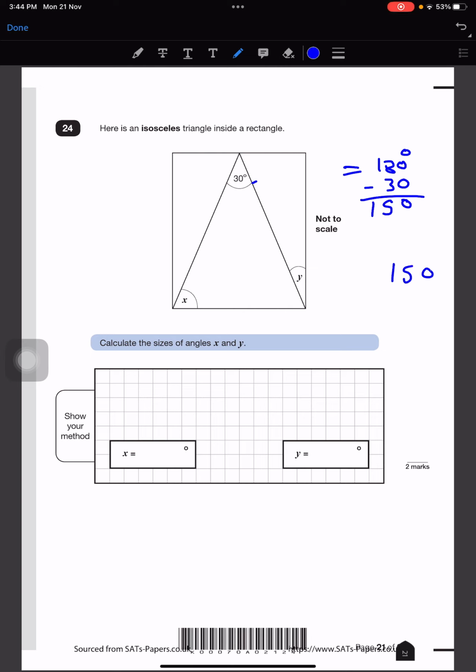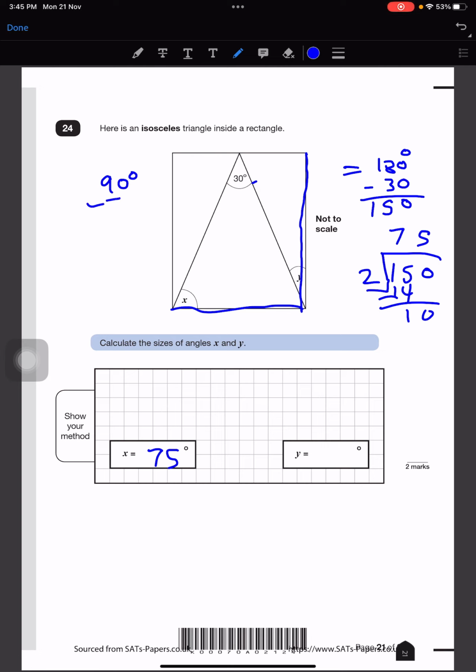So 150 divided by 2. 7s are 14, and then subtract it, and then we get 10, 5s are 10, so 75 is the x value. And now for the next value, we need to figure out y's value. For that, this is a right angle, right? As you can see, this is a full right angle, which is 90 degrees. So we're going to do 90 degrees subtract 75. So this will become 8, and this will become a 10, this will be a 5, and this will be 15. So 15 is the value of y.